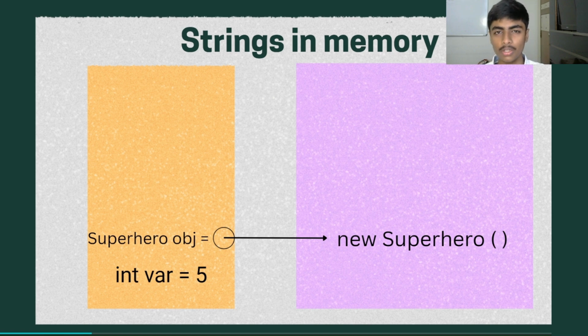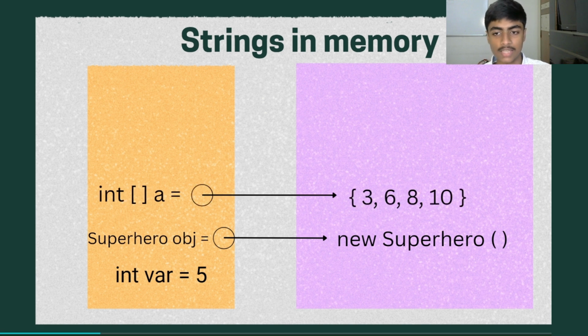Now, if you remember, you should also know that arrays are non-primitive data types. So if I make an array called A of the int data type, and if I give it values like 3, 6, 8, 10, the array is going to be stored in one part of the memory, while the actual values or the actual array is going to be stored in a different part of the memory. This array A is going to be storing a pointer that points towards this different part of the memory.